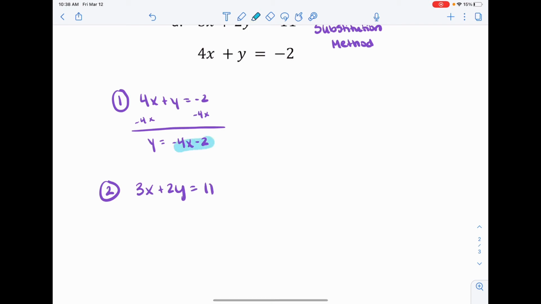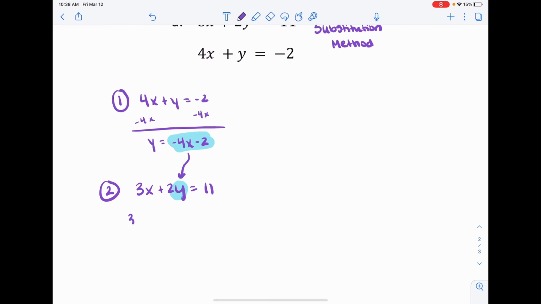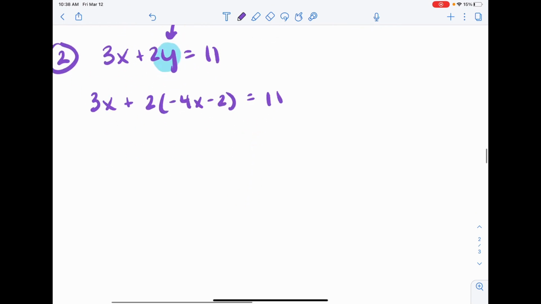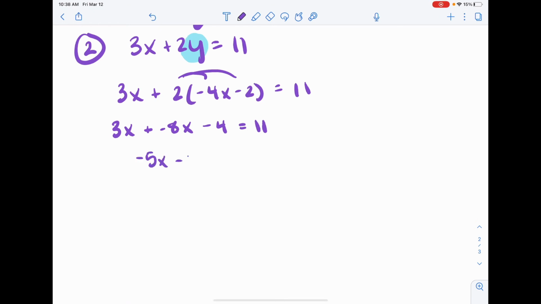So this is what y is equal to. So I'm going to put that here. Okay. So this becomes 3x plus 2 times negative 4x minus 2 equals 11. I distribute. So I've got 3x plus negative 8x minus 4 equals 11. Okay, 3 minus 8, that would be a negative 5x minus 4 equals 11. I'm going to add 4 to each side. So negative 5x equals 15. Divide by negative 5, so x equals negative 3.